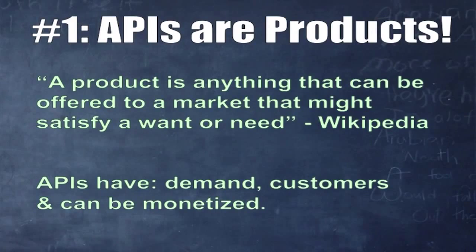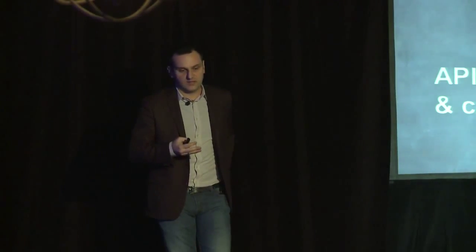So, well, let's look what the definition of a product is. And there are many definitions of a product, but I choose one from Wikipedia because crowdsourced knowledge is always correct, right? Anybody has ever read anything wrong on Wikipedia? Just don't tell me, right? So for what it's worth, this is how Wikipedia defines products. A product is anything that can be offered to a market that might satisfy a want or a need, right? So do APIs match this definition? Well, APIs do have demand, APIs do have customers, and APIs can certainly be monetized, right?